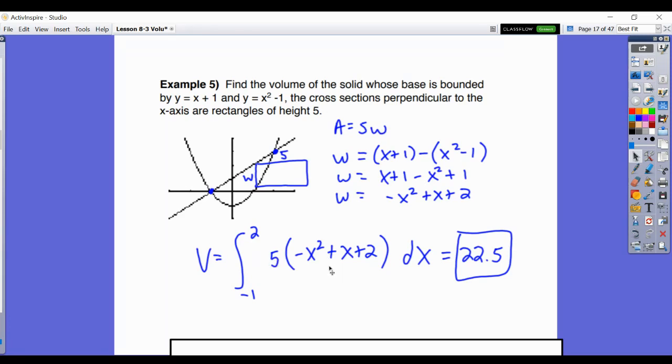Integrate that. You can do this one by hand or with a calculator. Pull the 5 out if you're doing it by hand. And that's it. So that concludes part 1 of lesson 8.3.